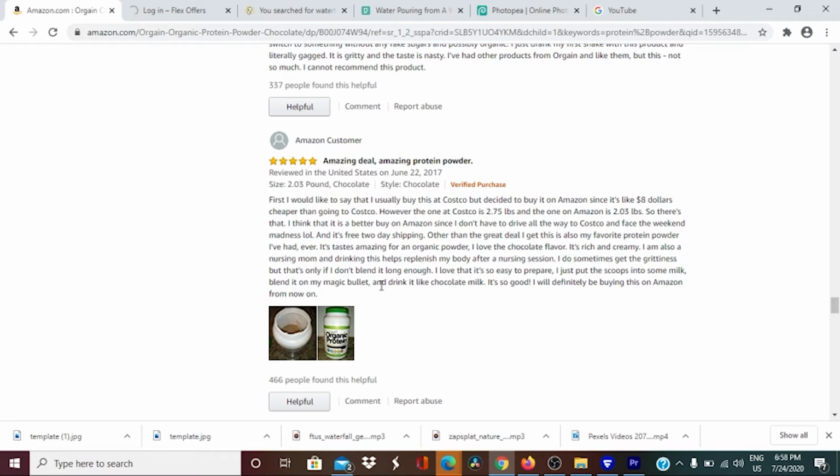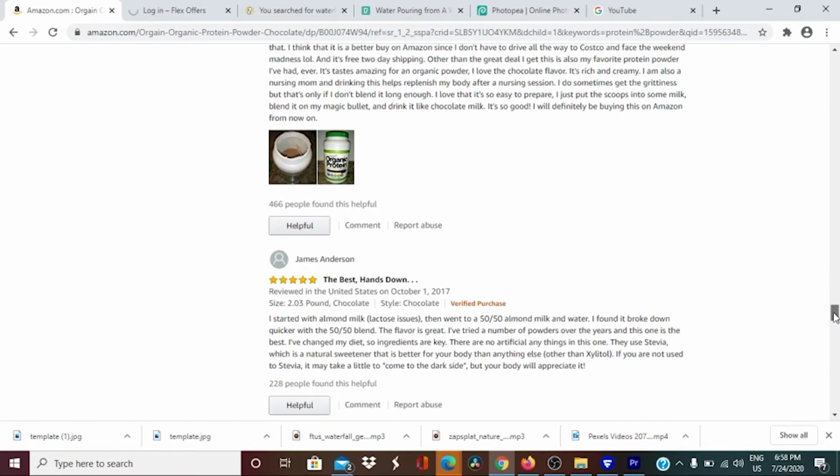Rich and creamy. So you have to take your time. Looks like when you mix it, take some time to mix it so that it's fine and smooth, because it says here I get the creaminess, but that's only if I don't blend it long enough. So you have to talk about mixing it, taking time to mix it. If you read through it, it's probably showing how long you can mix it.